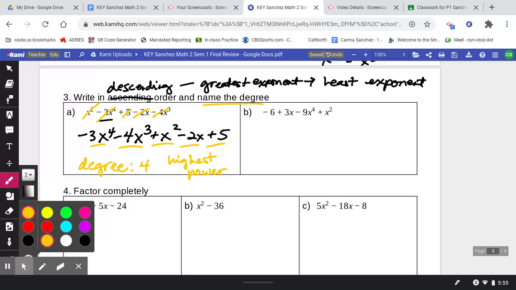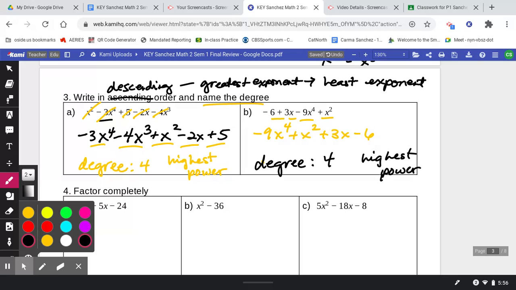All right, check this out. Let's see how you did. I hope you started with negative 9x to the 4th. And then there's no x to the 3rds, so I go into plus x squareds, and then plus 3x's, and then minus 6. And I've used everything now. And then my degree of the polynomial, which is the highest power, is again 4. Yes, there will be ones that are that easy on the test.